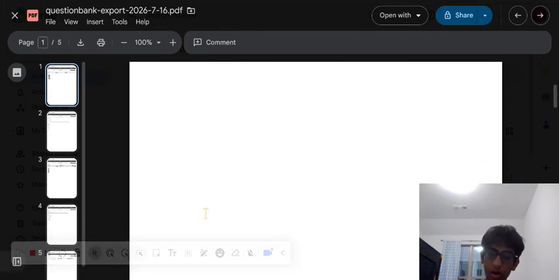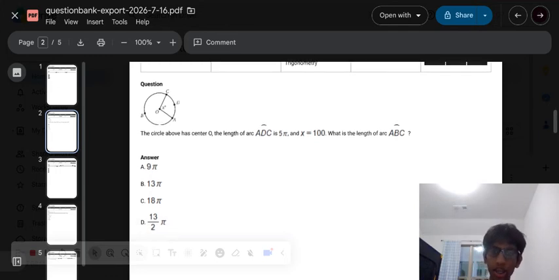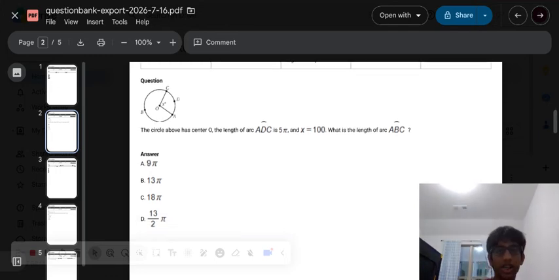Moving on to our next problem, it says the circle has a center O, and the length of arc ADC is 5 pi, and x is equal to 100. What is the length of arc ABC? Okay, so before we can go about solving this problem, we need to first figure out what is arc ADC and what is arc ABC.